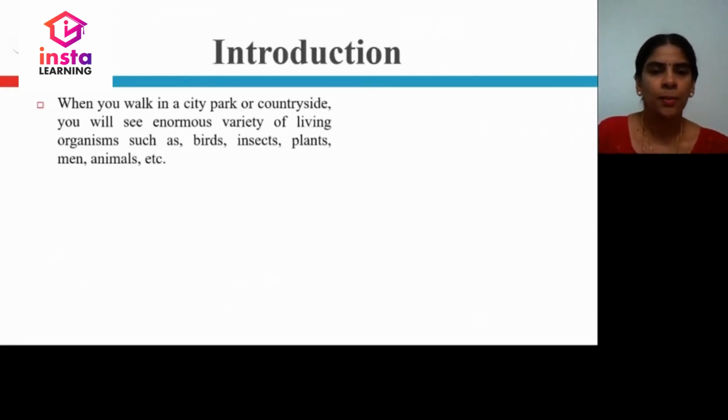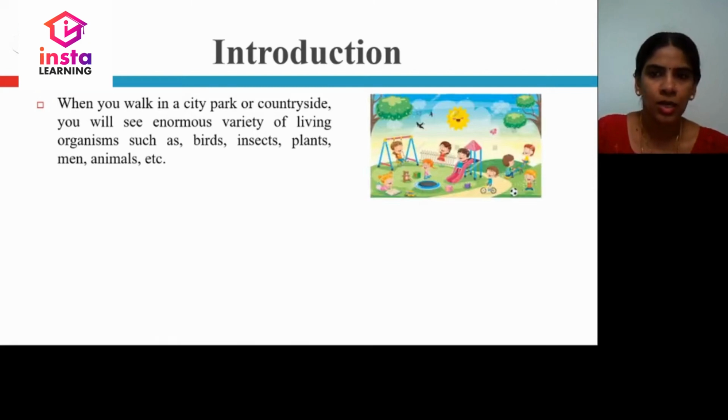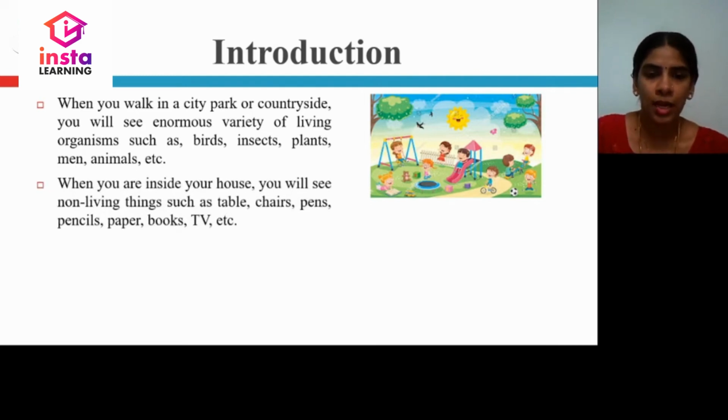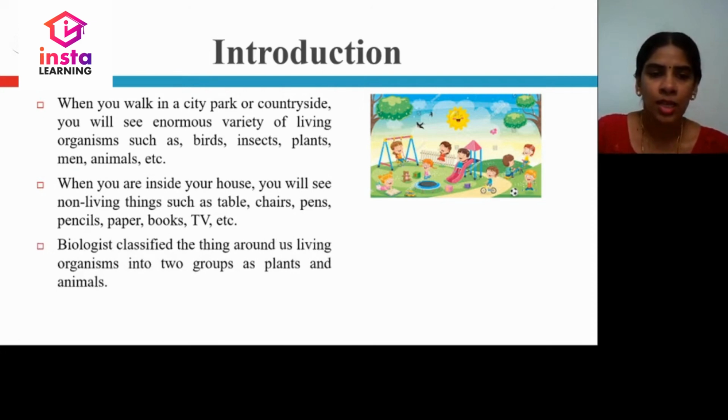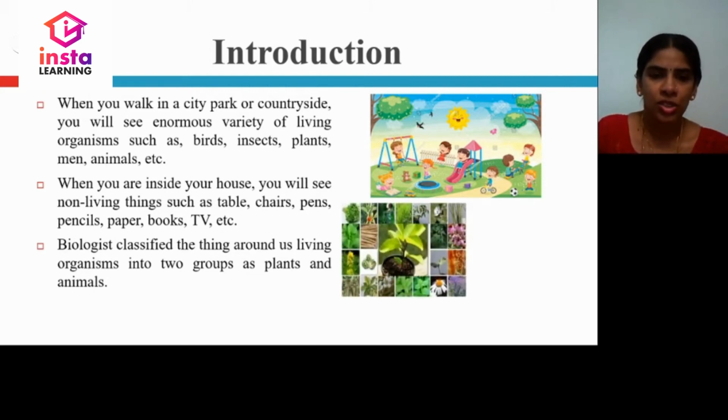When you walk in a city park or countryside, you will see an enormous variety of living organisms such as birds, insects, plants, people, animals, etc. When you are inside your house, you will see non-living things such as table, chairs, pens, pencils, paper, books, TV, etc. Biologists classified the things around us into two groups, plants and animals.